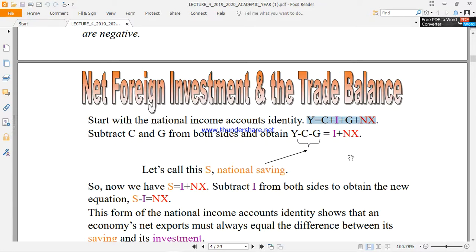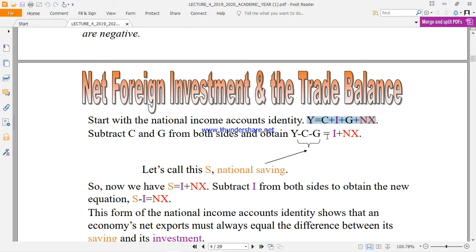Now, let's do some manipulation. If we remove consumption and then we remove government expenditure from total output, what we're going to remain with is just investment and net exports. I'm just making some funny subtractions here. So from total output I'm removing domestic consumption, and then I'm also removing domestic government expenditure.